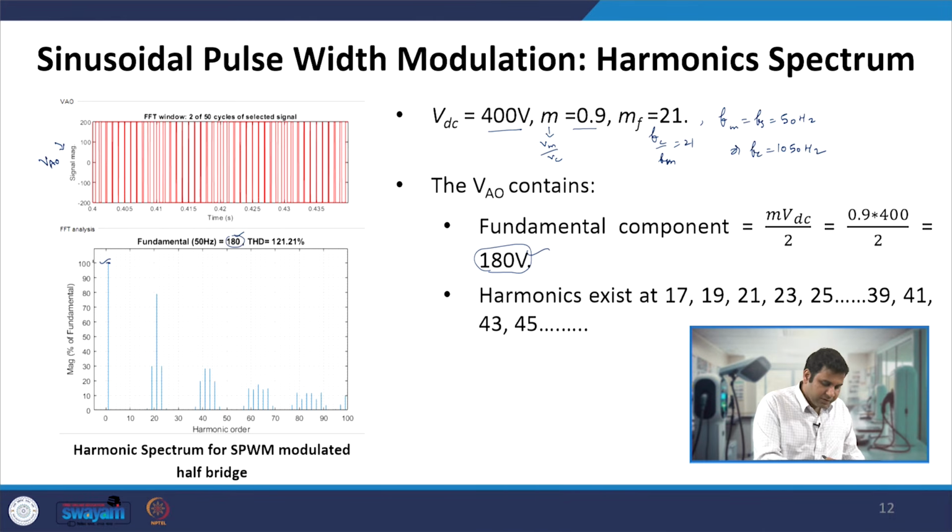Here we have plotted the magnitude as a percentage of the fundamental. Similarly, we will see the next harmonics exist at 19, 21, and 23, because this is the MF, and this is plus or minus 1, plus or minus 2, so 19, 23, this is your 17, and this is our 25.